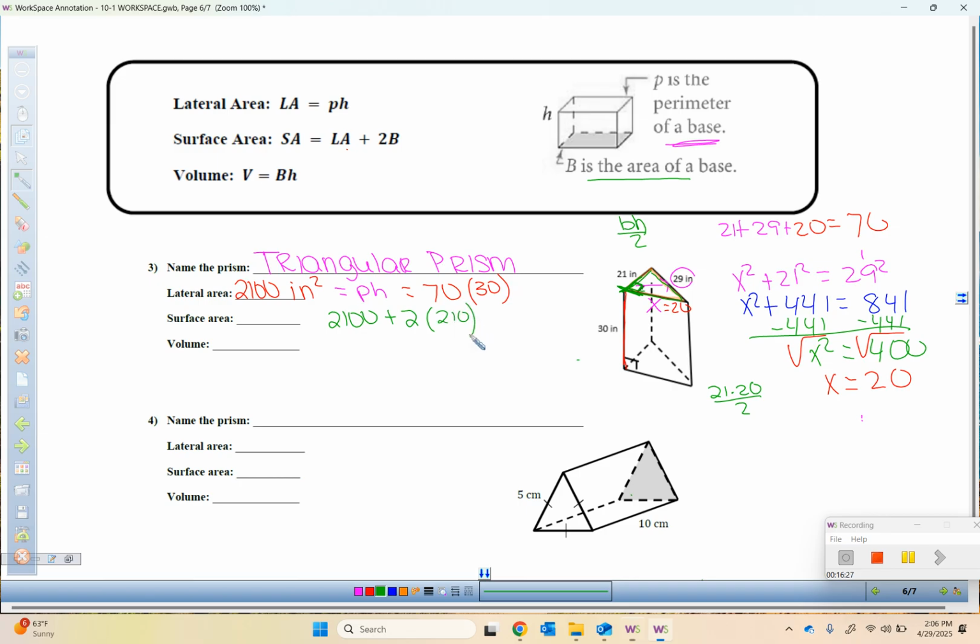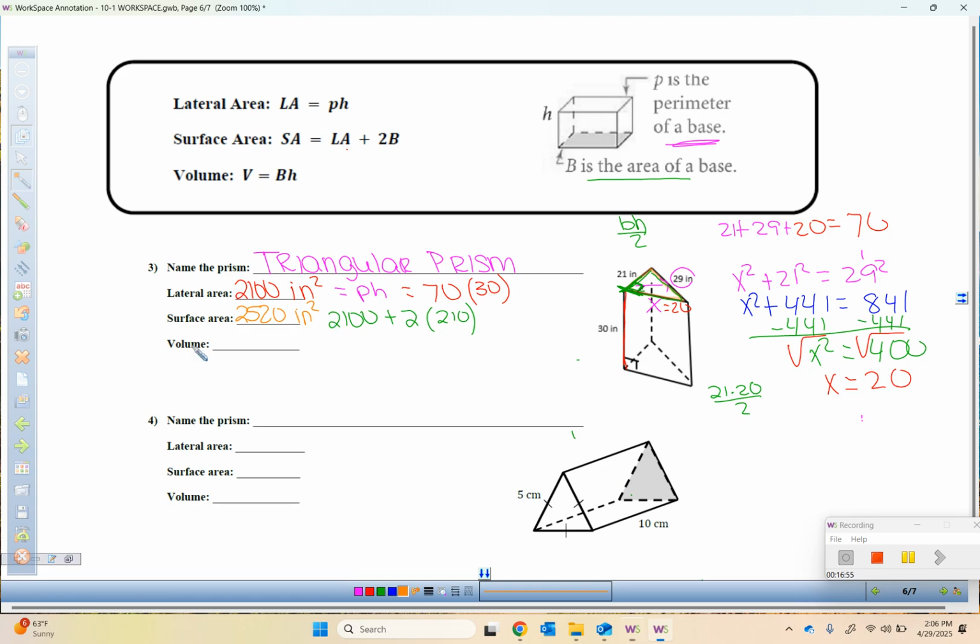Are we all following? Good. So 2 times 210, order of operations says to do that first, is 420. Then plus the 2,100. What would we get? 2,520 inches squared. Okay?